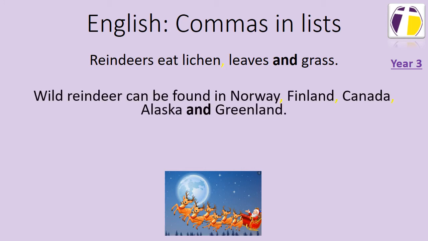Here is another sentence. Wild reindeer can be found in Norway, Finland, Canada, Alaska and Greenland. I've used and to show that Greenland is the last place in the list. Each of these countries has a capital letter, because that's when we use capital letters as well, for names of countries. Look how there's a comma after every place in the list: Norway, Finland, Canada, Alaska and Greenland.